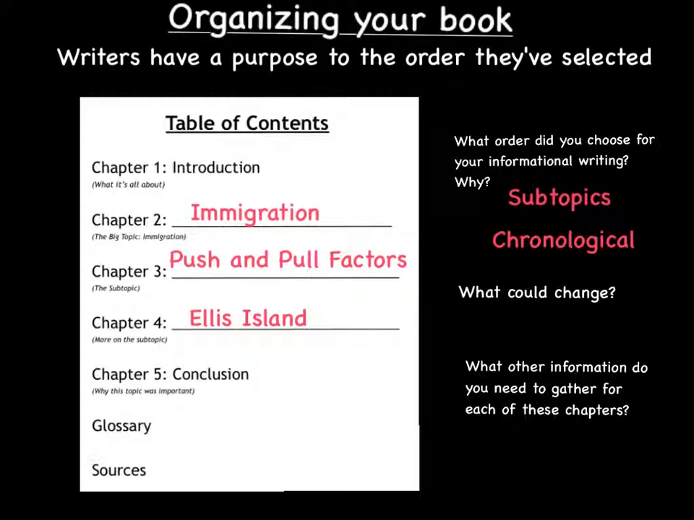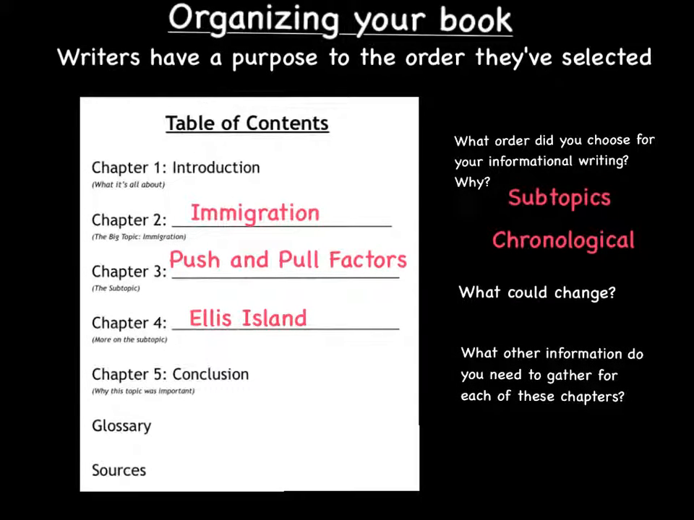And then finally, what other information do you need to gather for each of these chapters? I know that I have lots of information on push and pull factors from social studies that we learned already and from some of the reading I've done during reading time, but I need to gather more information on Ellis Island still.